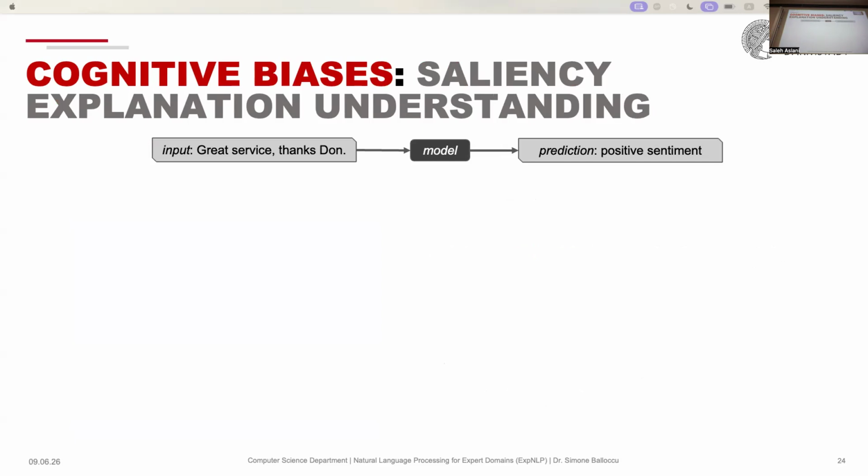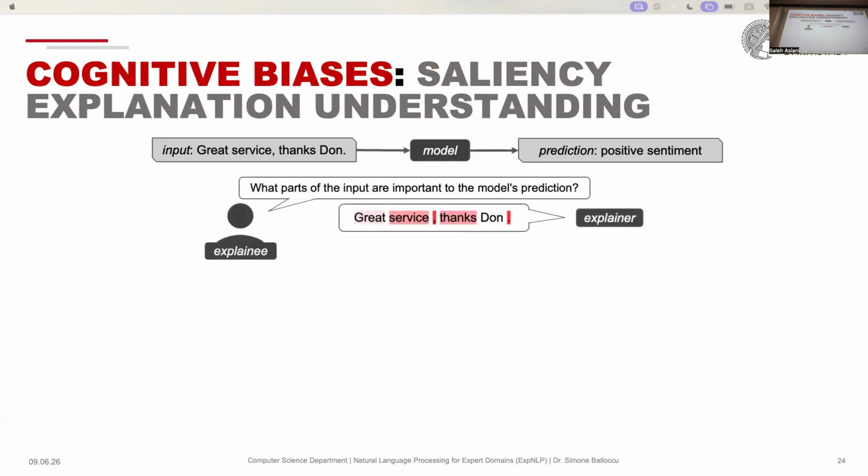So let's look into our example of sentiment analysis on great service, thanks. We said that the model looks into the tokens, and it decided that the words service, thanks, and the comma, and the point at the end had the most impact. And the comma and the dots were really important to the model.